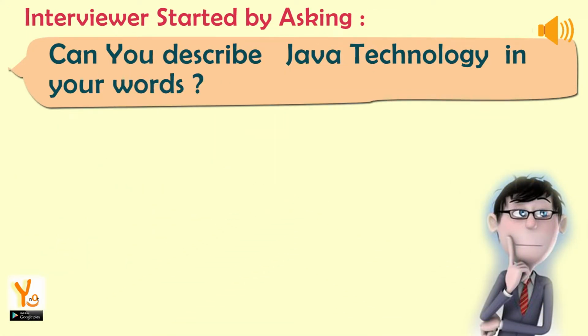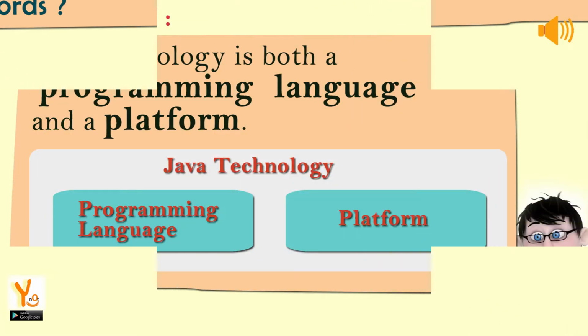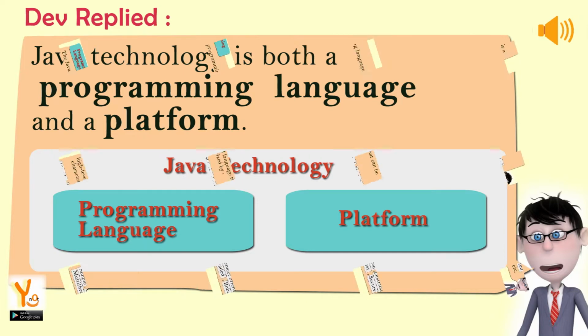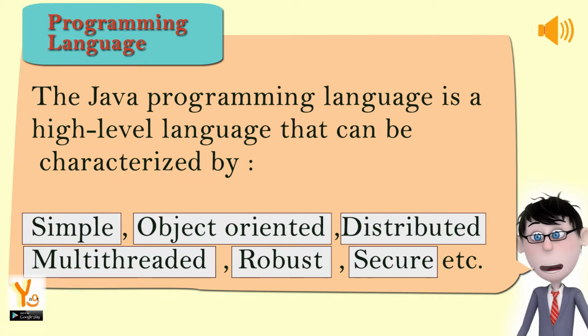Interviewer started by asking, can you describe Java technology in your words? Java technology is both a programming language and a platform. The Java programming language is a high-level language that can be characterized by simple, object-oriented, distributed, multi-threaded, robust, secure, etc.